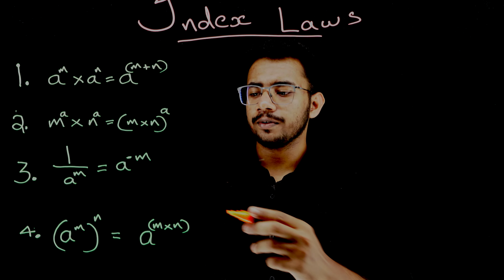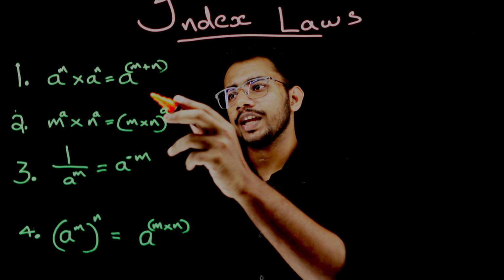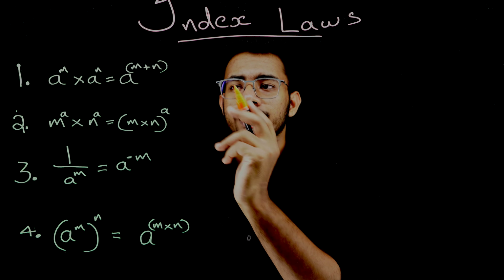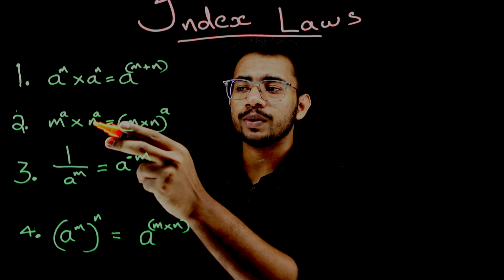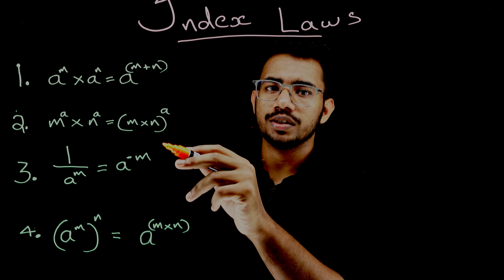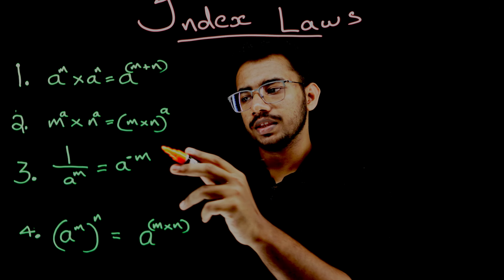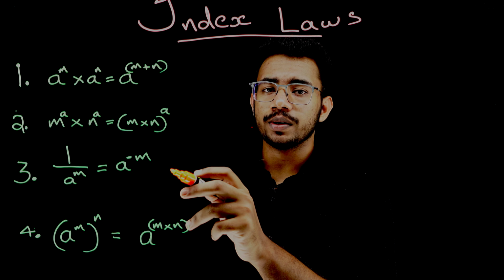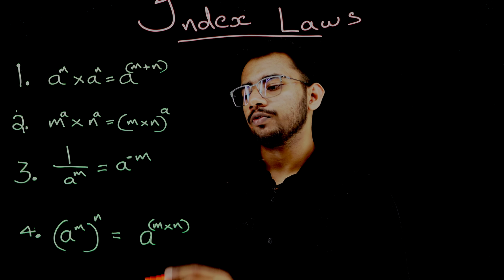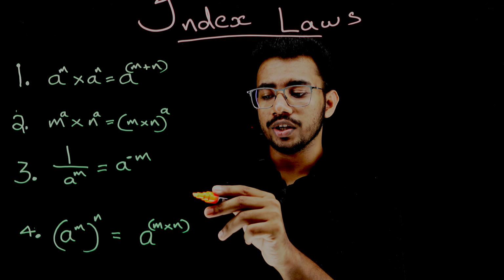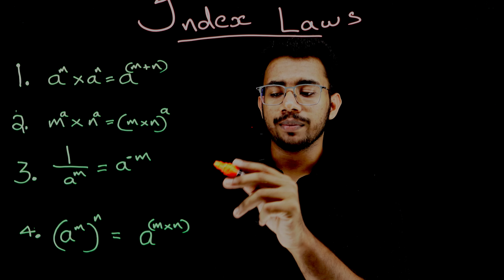And these are my 4 index laws. The first one, a to the power of m times a to the power of n equal to a to the power of m plus n. Second one, m to the power of a times n to the power of a equal to m times n the whole to the power of a. Third one, 1 by a to the power of m is the same as a to the power of negative m. Fourth and last one, a to the power of m the whole to the power of n equal to a to the power of m times n.